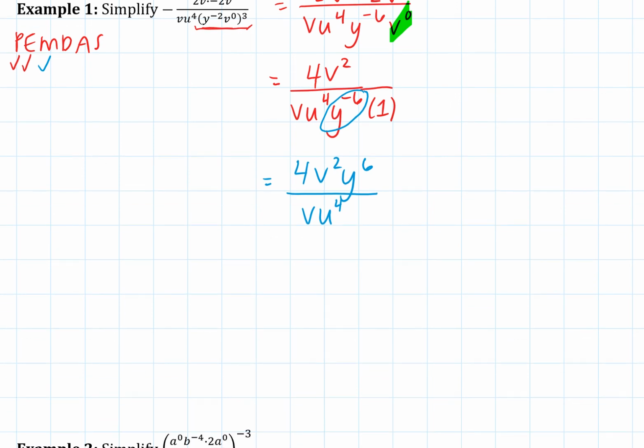Now let's divide. I've got 4, 2 v's up top, 1 in the denominator, so that'll end up with just 1 v in the numerator. And then I've got y to the 6th over u to the 4th.